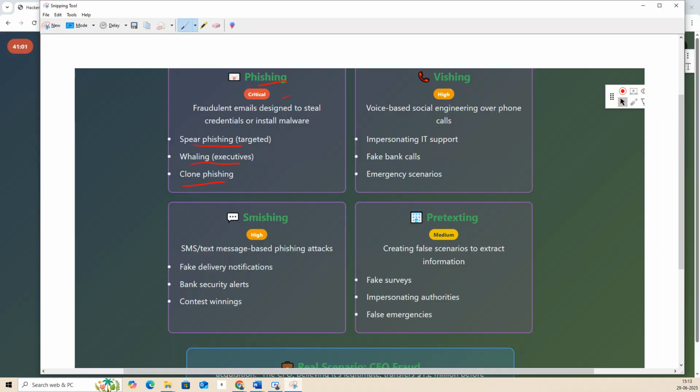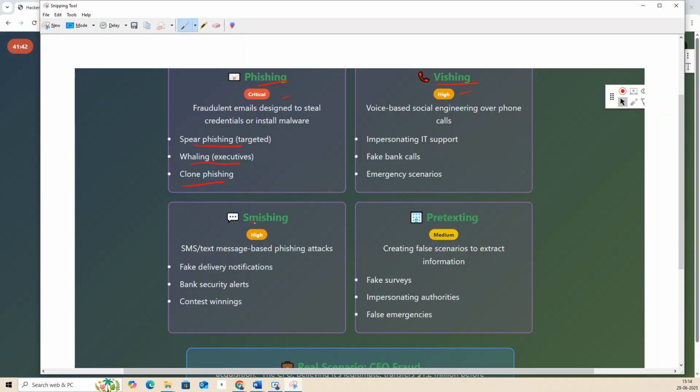Then we have vishing. What is vishing? Vishing is voice-based social engineering, and it is making a huge comeback. Attackers call impersonating IT support. They say, "Hi, this is Mike from IT. We are having issues with your account and need to verify your password." They impersonate banks. I can just call you and say, "This is fraud prevention calling about suspicious activity on your account." They create false emergencies. They might say your computer is sending viruses, click this link immediately to fix it. Right?